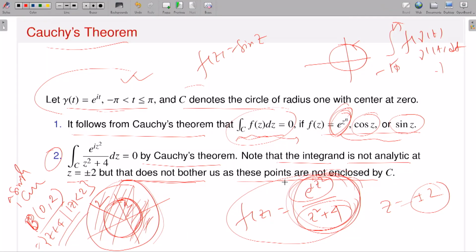That does not bother us as these points are not enclosed by C. That means even though plus or minus 2 is a singularity, in the domain I am considering my function is nice, and I have a simple closed contour sitting inside. So by the Cauchy-Goursat theorem the integration is 0. In that way you can calculate many contour integrations. First you see what your function is and what your domain is. If your domain is nice, that is simply connected, and your simple closed contour C is sitting inside, then you can just use the Cauchy-Goursat theorem to say the value of the contour integration is 0 without calculating it explicitly.